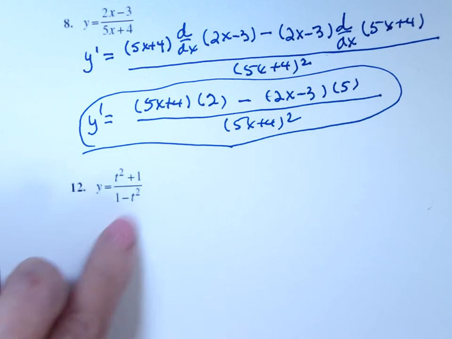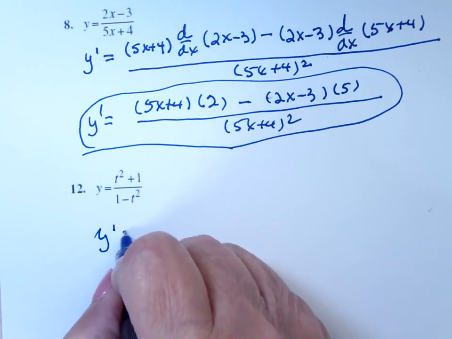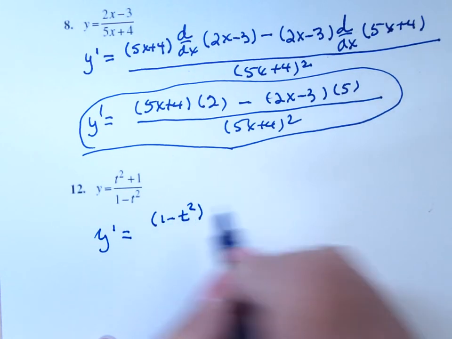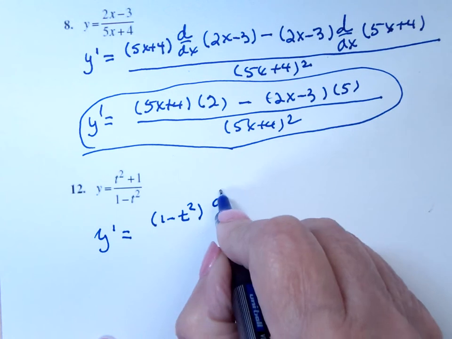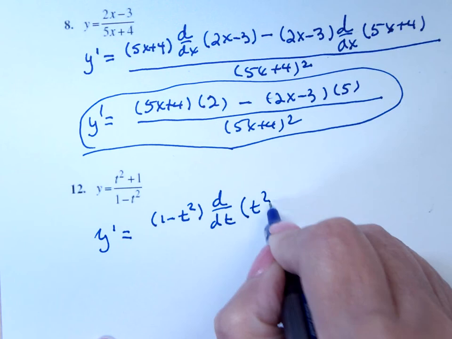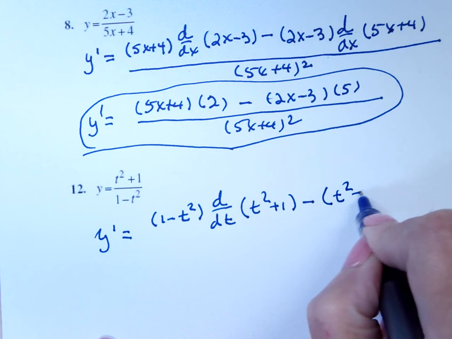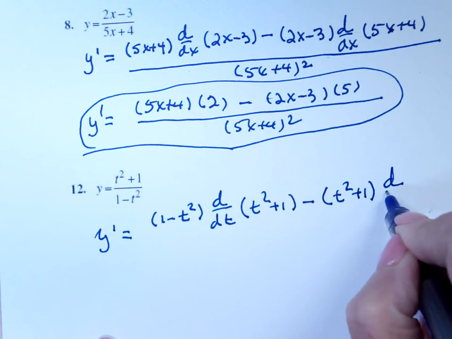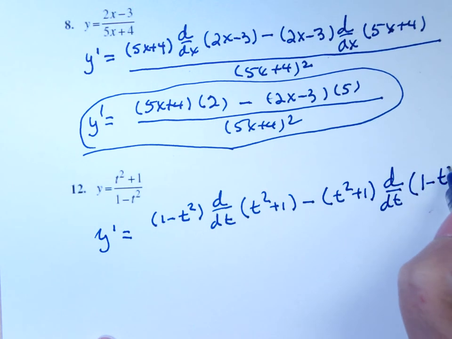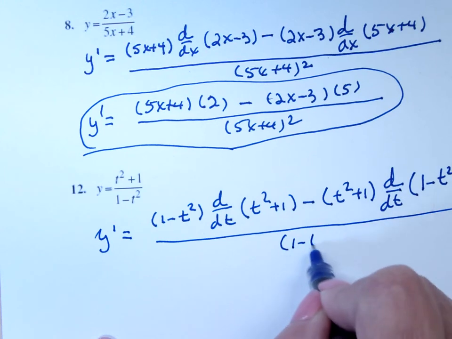Now for this one, I need to recognize the variable as t, so y prime is: bring the denominator up, times the derivative, the variable is t, of the numerator, minus the numerator times the derivative, again with respect to t, of the denominator, all over the denominator squared.